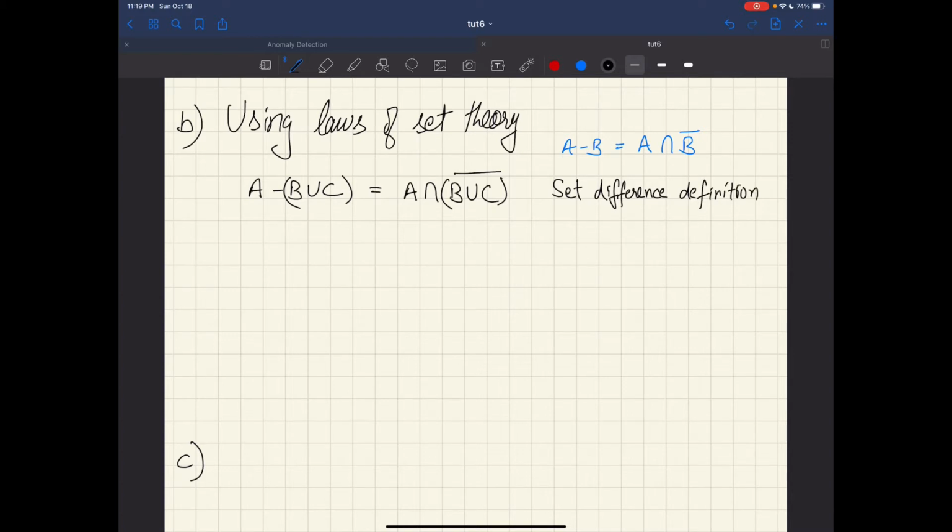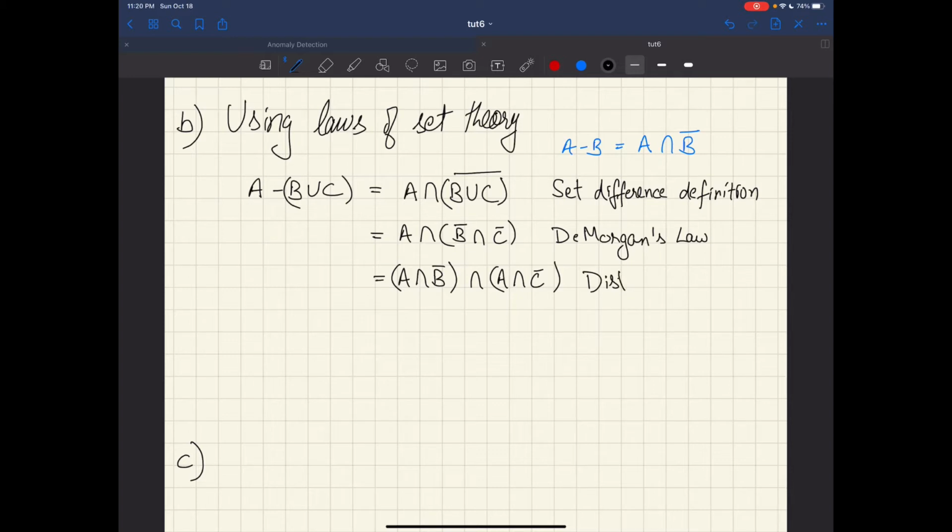So now you use De Morgan's to open up the second bracket, which would give you A intersection B complement intersection C complement. Now we apply distributive law to open them up even further. That would give us (A intersection B complement) intersection (A intersection C complement). Now again, this looks like the definition of set difference. So we can write it as (A minus B) intersection (A minus C). And that's using set difference definition.